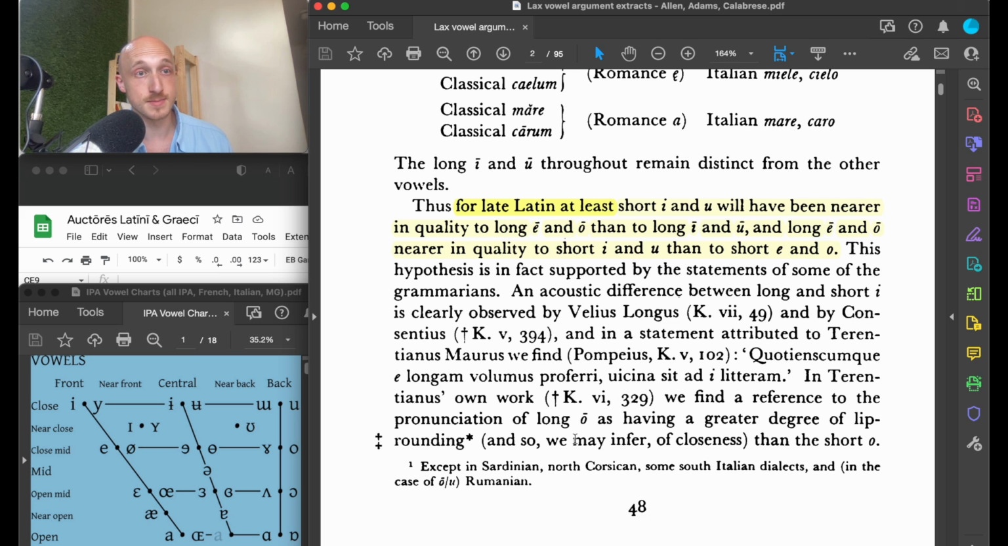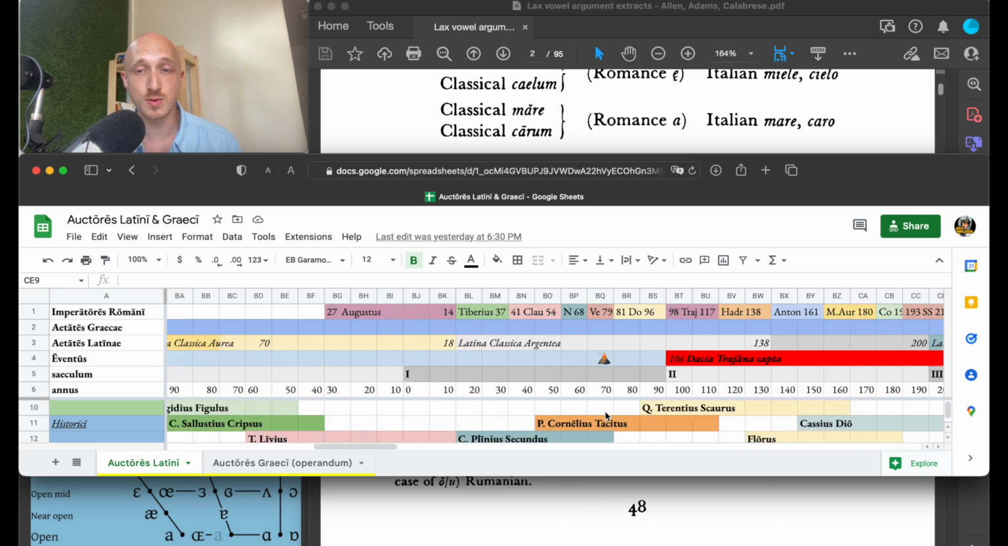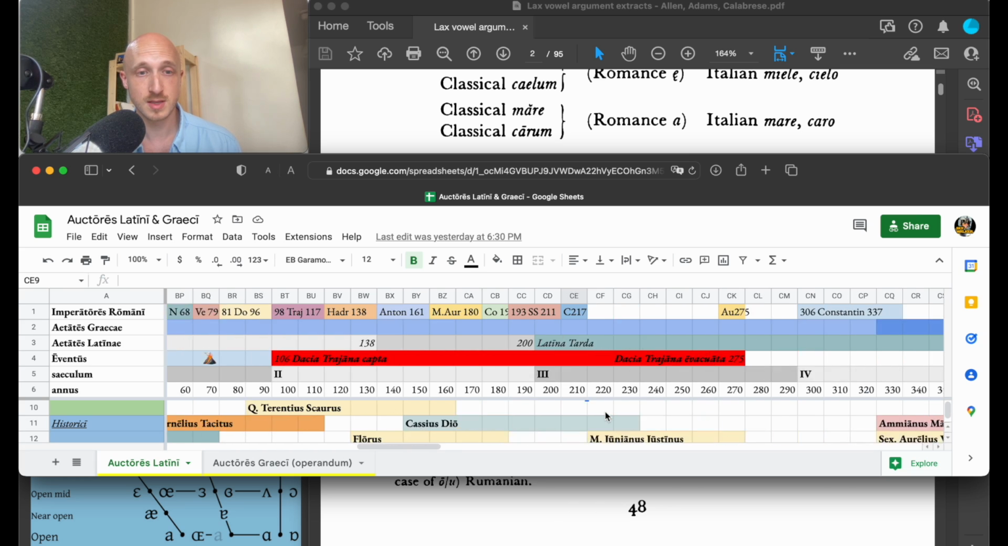Now, before we go on, I have something very important, and I made this document for myself. This is publicly available on lucranieri.com, a timeline of all of the Latin authors, because when they wrote is important.